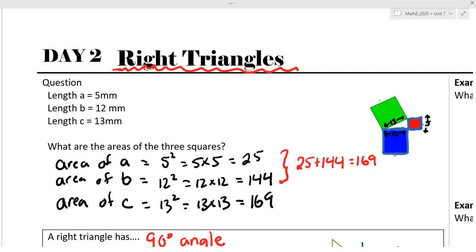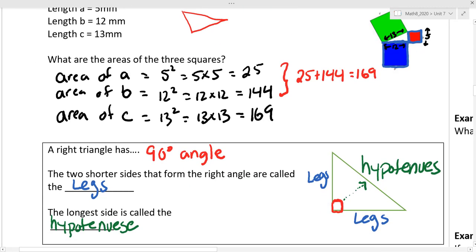Remember, right triangles are just a special kind of triangle. You can have other kinds of triangles where maybe they don't meet at 90 degrees, right? And in those situations, these squares would not add up to the third one, all right? So this is actually a way to prove if something is square, right?